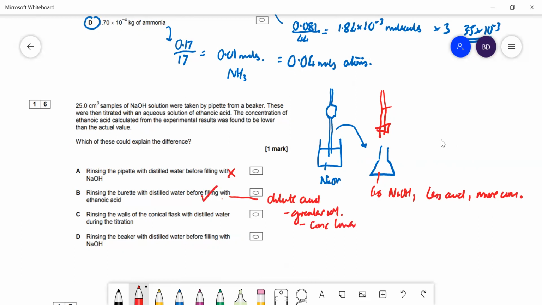Rinsing the walls of the conical flask with distilled water during titration won't affect the result at all. That's fine to do because you're not changing the number of moles of NaOH in the conical flask. Rinse the beaker with distilled water before filling with NaOH. Well, that would dilute the NaOH, which would do the same thing as A, which we've already said is going to give us a higher value, not a lower value. So B is that one there.